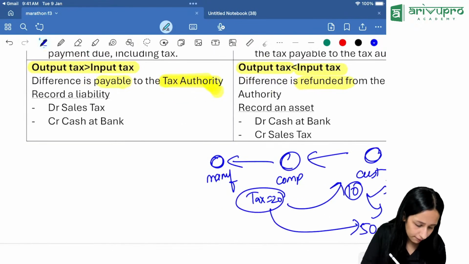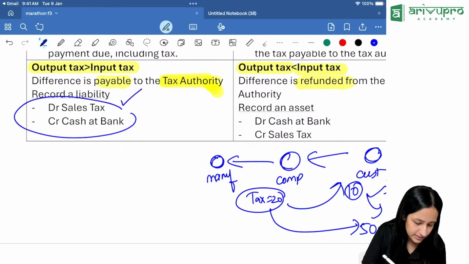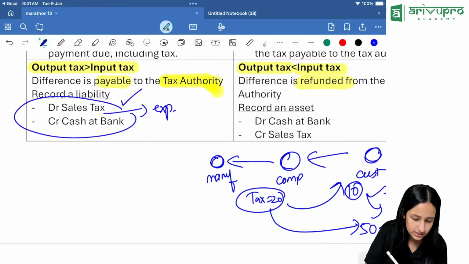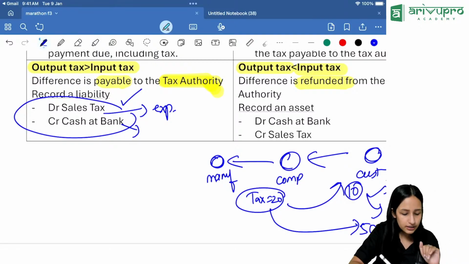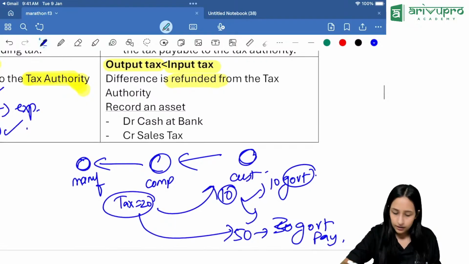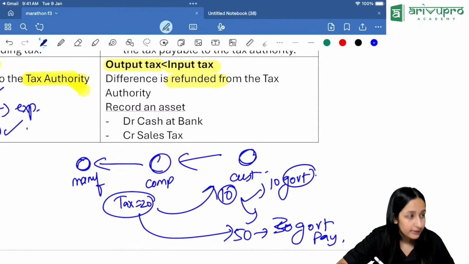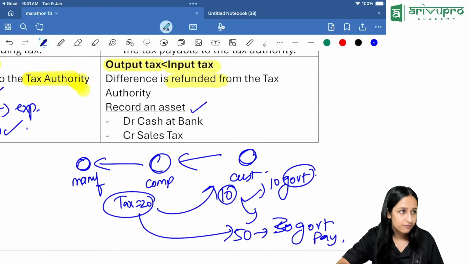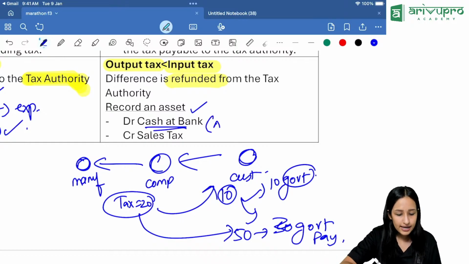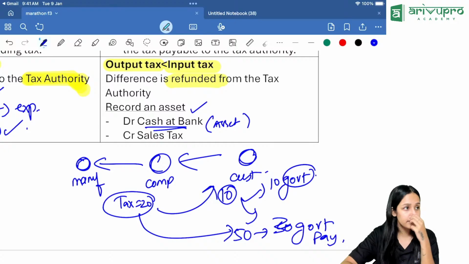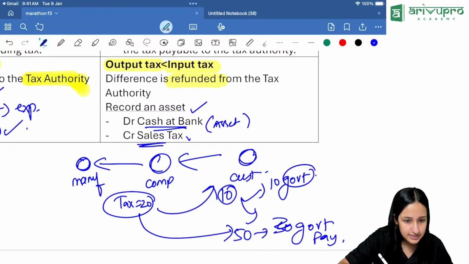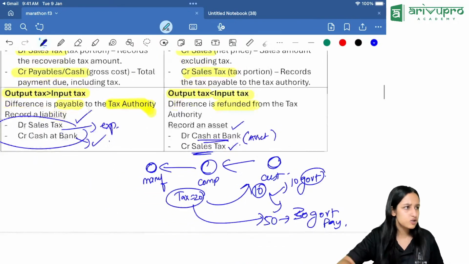So whenever you have to pay it, you'll have to do debit sales tax because this becomes an expense for us. Credit cash, because cash is an asset, normally the debit side, but the asset is reducing here, that's why credit side. Whenever you have to get a refund, that becomes an asset for you. That means debit cash, asset coming inside. So cash is increasing, asset increasing, that's why debit side. Coming to sales tax, credit, because expenses going down.